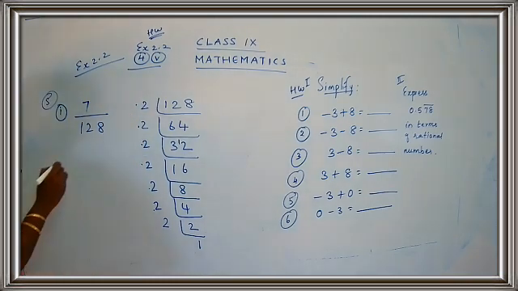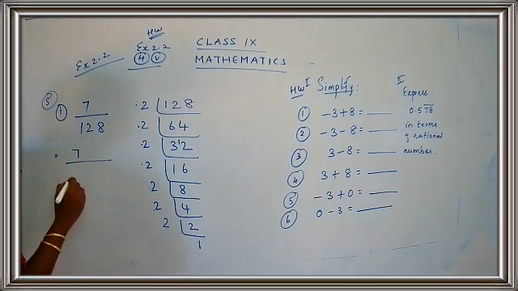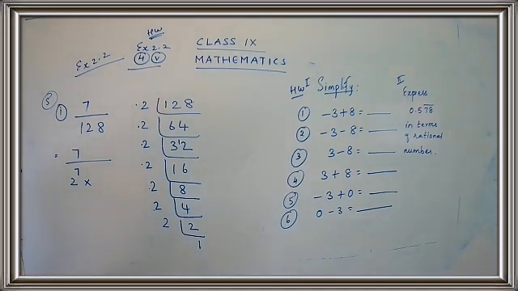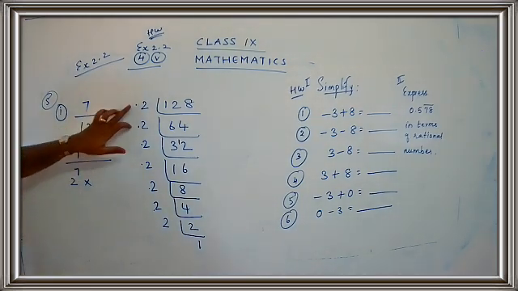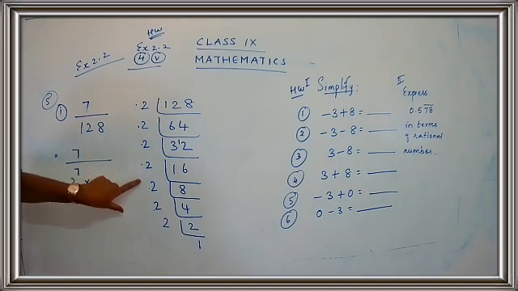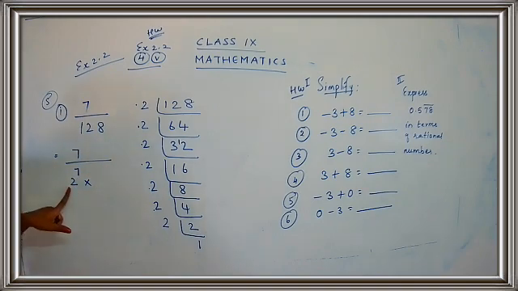So write down, this is equal to 7 upon 2 raised to 7. How have I written 128? The 128 is written as 2 raised to 7. How many times do you have 2? You have 7 times 2: 1, 2, 3, 4, 5, 6, 7. How to write it down? 2 raised to 7.